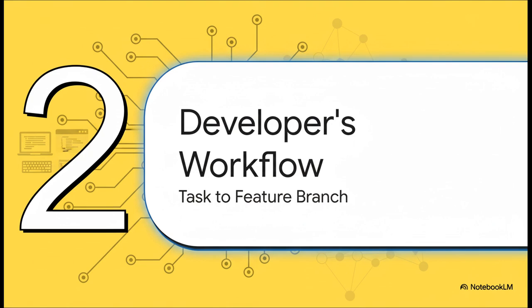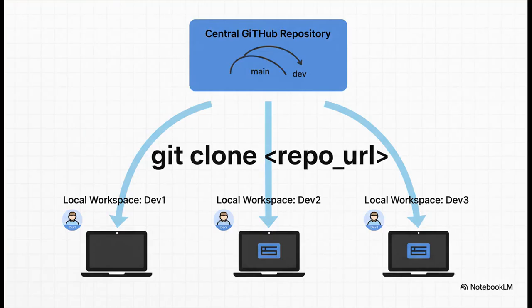All right, Section 2. Let's switch hats now. The manager has set the stage. So what happens next? How does a developer actually grab the project and start coding their feature? First things first, for any developer on the team, they have to clone the repository. It's basically like making a perfect photocopy of the entire project from GitHub and saving it onto their own computer. This git clone command creates their own private sandbox to work in.